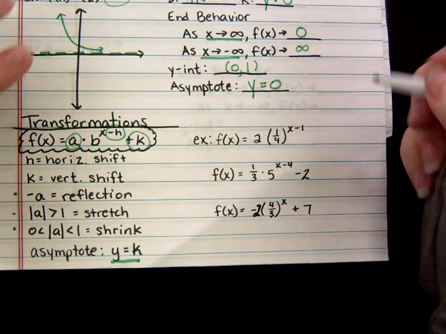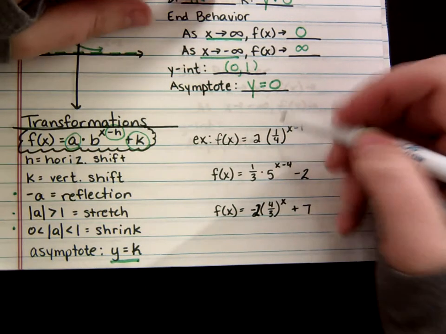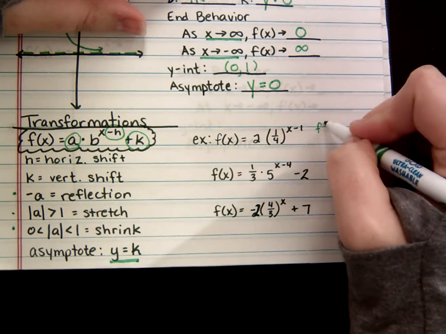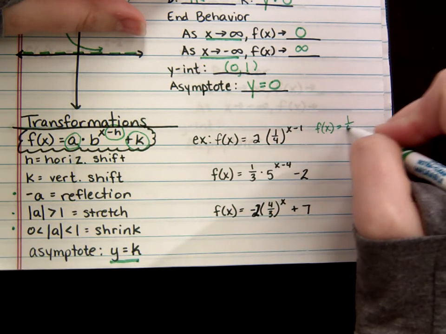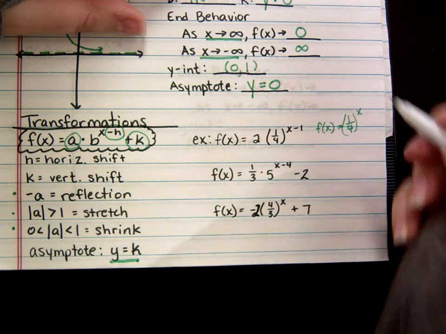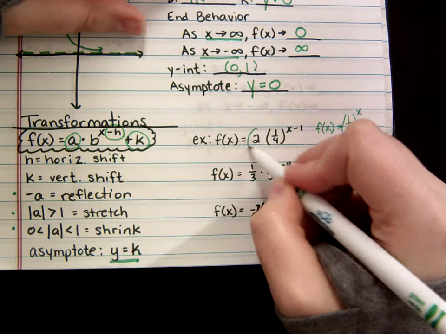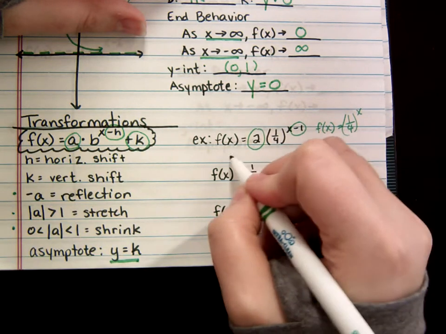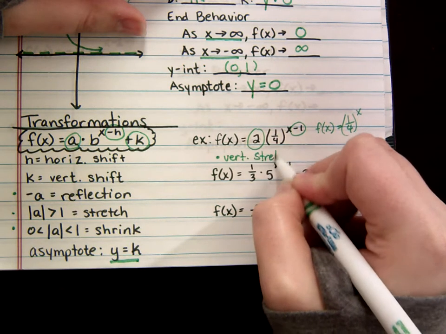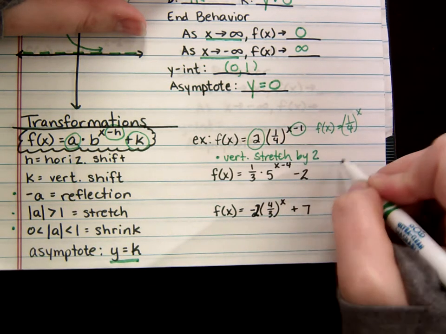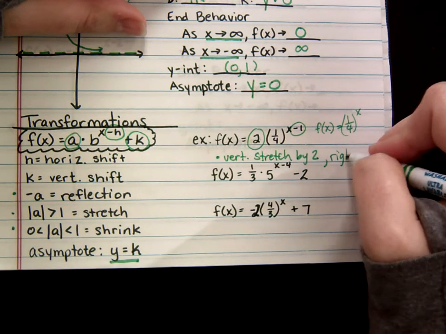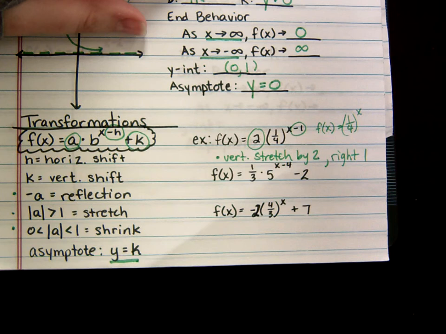So looking at some examples here, this graph, the parent function was this. That's the parent function for this graph. And if we look at these, there were two transformations. The 2, that's a vertical stretch by a factor of 2. And the minus 1, well, that's moving it right 1. Okay.